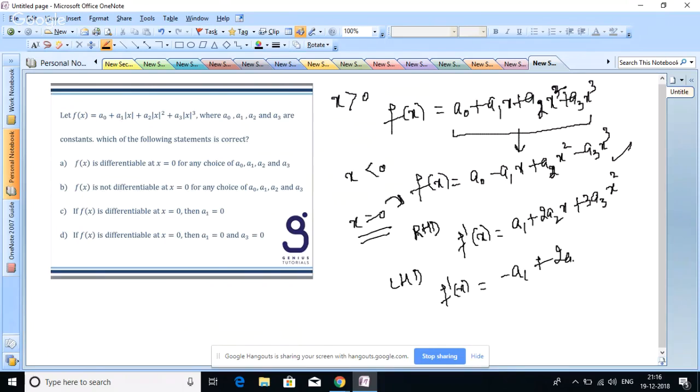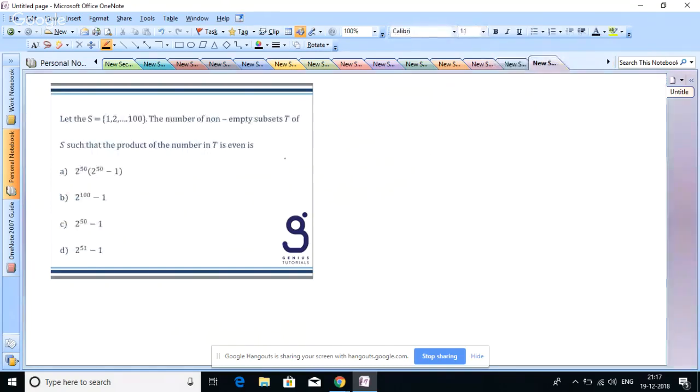And for the left hand derivative it would be towards the negative side, so f dash x would be minus a1 plus 2 a2x minus 3 a3x square, and you just substitute x is equal to 0 here. The right hand derivative would be a1 and the left hand derivative would be minus a1, and it would be differentiable if a1 is equal to minus a1, that means a1 is equal to 0. So a1 would be 0 and a naught, a2, a3 could be any value. So C should be your correct answer.